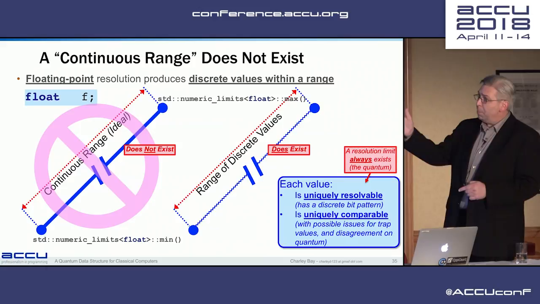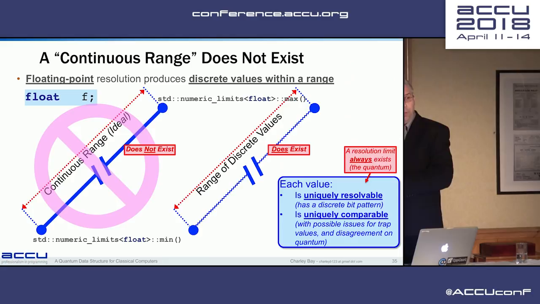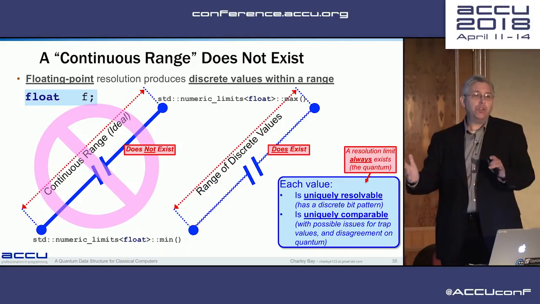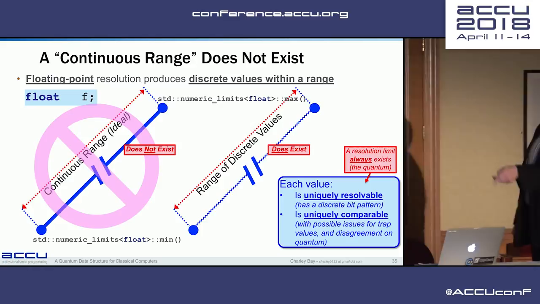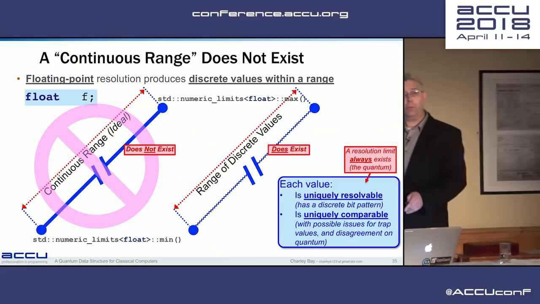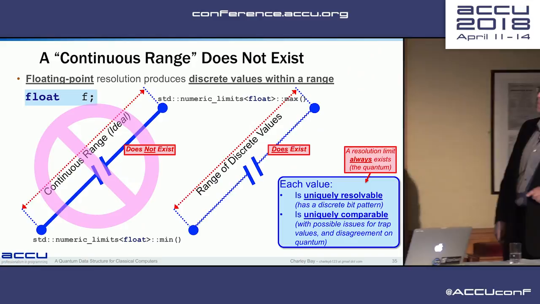But because each value is uniquely resolvable, and in this case we have this ordering of data, they're uniquely comparable too. You just have to watch what you think of the quantum, that resolution value. So the floating point range is actually the stair step thing. It is not a continuous range, it's just a more granular version of this stair steppy thing. And, everybody jump in and pipe in anytime you want, but we'll move on.